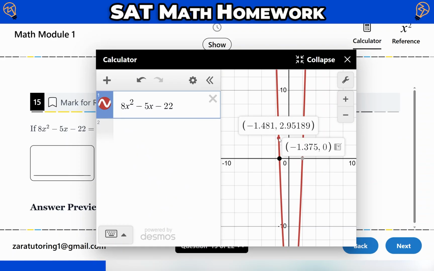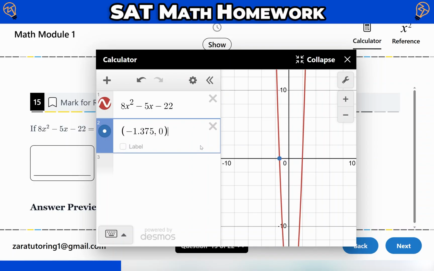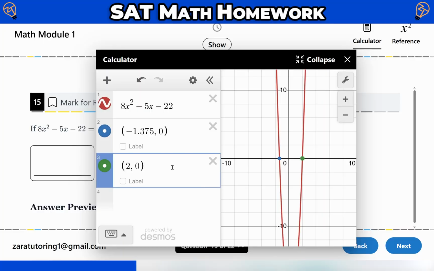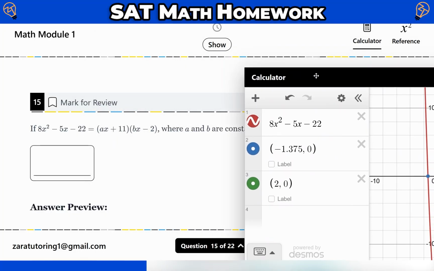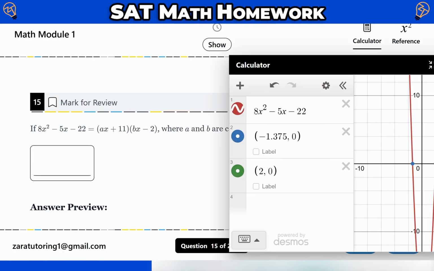So you want to make sure that when you're exploring around, it's specifically the point where y is 0. I'll go ahead and click this so that it exports it here to, in this case, the second field. And then I'll do the same thing for this one. And then we found our two x-intercepts. So let me go ahead and write these so that we have a visual of what's really going on. So we have x equals 2 based on this one. And then we also have x equals negative 1.375.